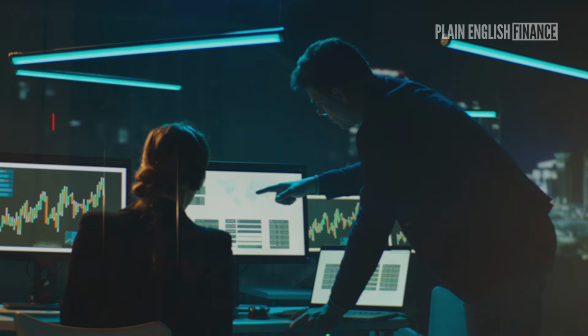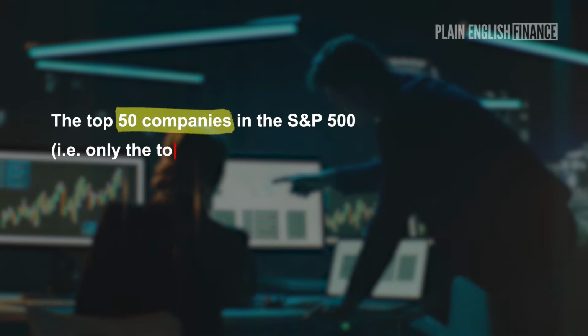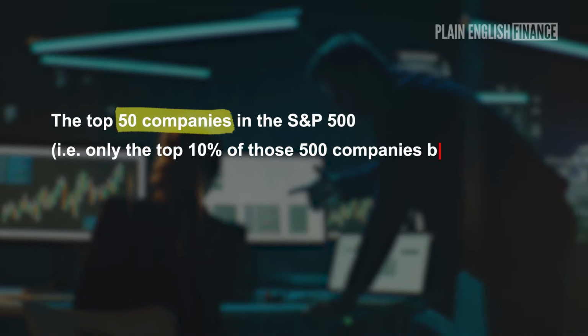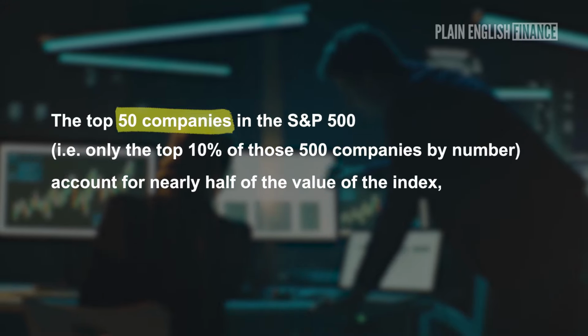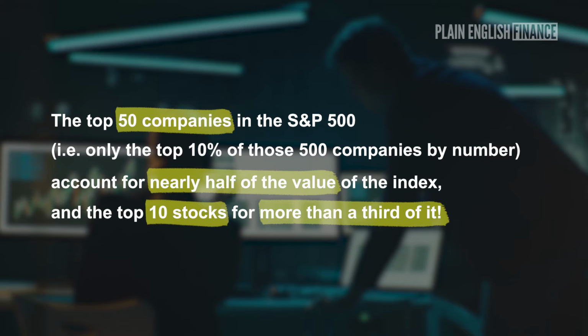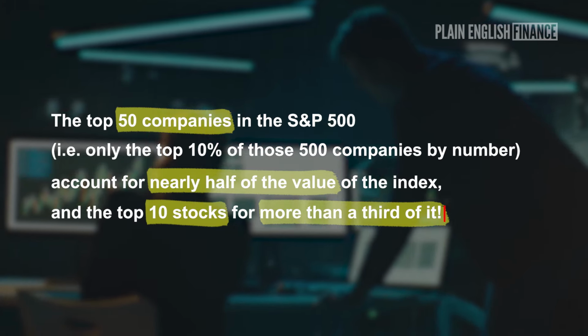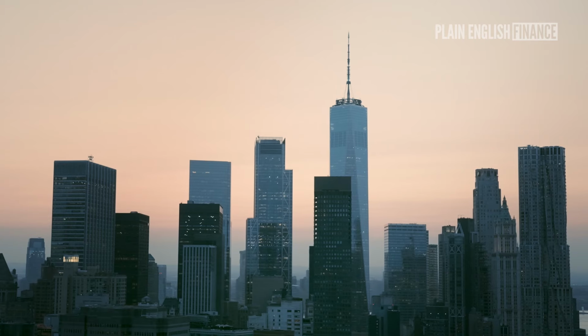This has meant that the top 50 companies in the S&P 500, i.e. only the top 10% of those 500 companies by number, account for nearly half of the value of the index, and the top 10 stocks for more than a third of it. The last 10 years in particular have been characterized by a long and strong period of American exceptionalism and of concentration in stock market performance.